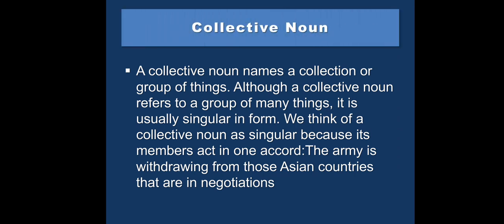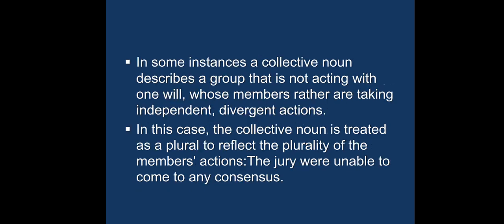Collective noun. A collective noun names a collection or group of things. Although a collective noun refers to a group of many things, it is usually singular in form. We think of a collective noun as singular because its members act in one accord. For example, the army, the navy, the air force. The army is withdrawing from those Asian countries that are in negotiation. So army is basically a collection of various things. You have different units, different weapons, different divisions, brigades, companies, platoons. So army is a collection of various things.